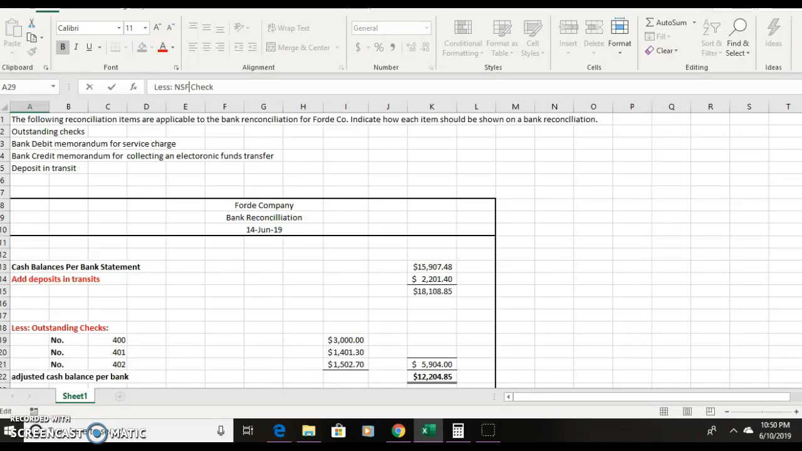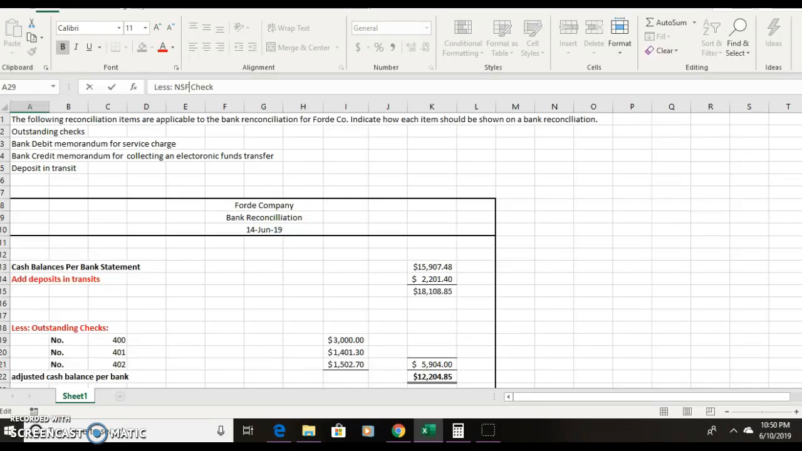I work mostly from the hardbound book, and question 8 is different in the hardbound book than it is in the online. I had already prepared this when I noticed that. So the question is the following.